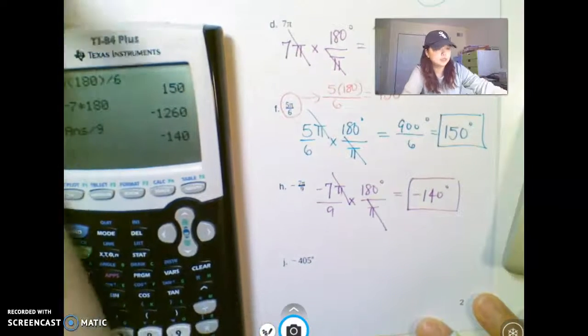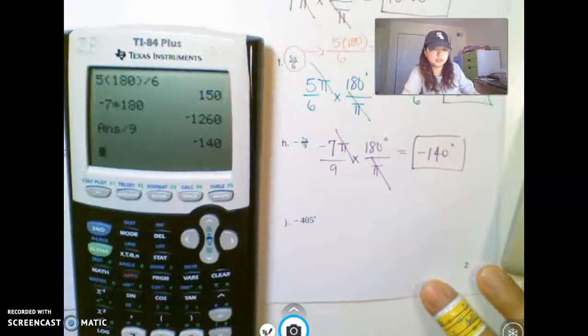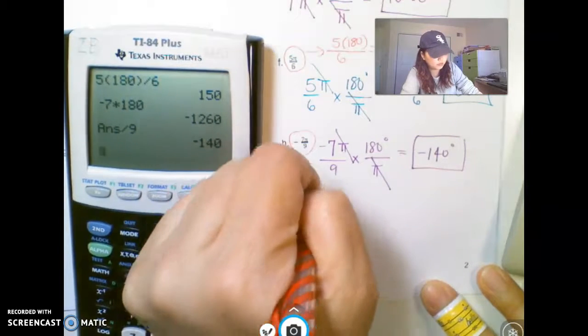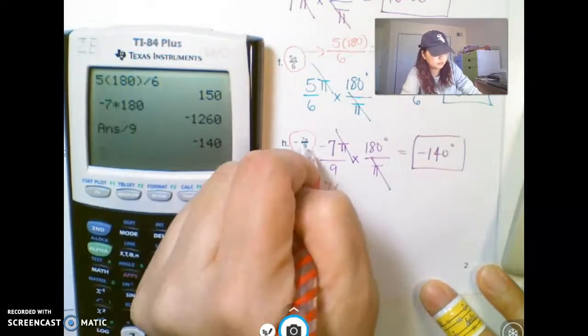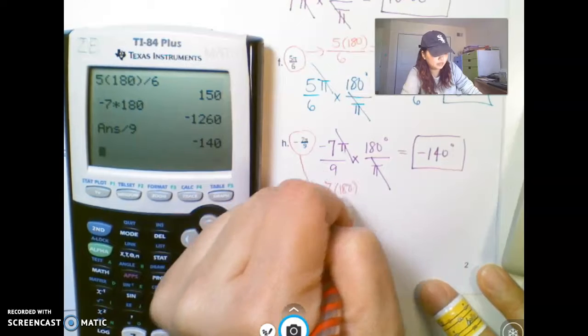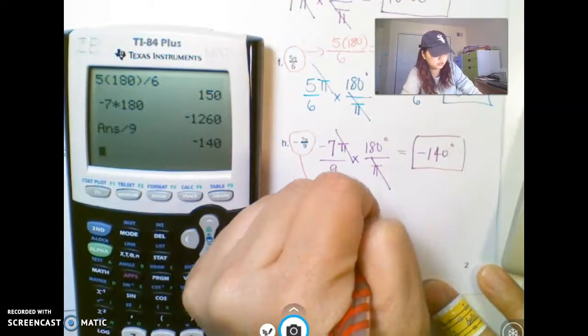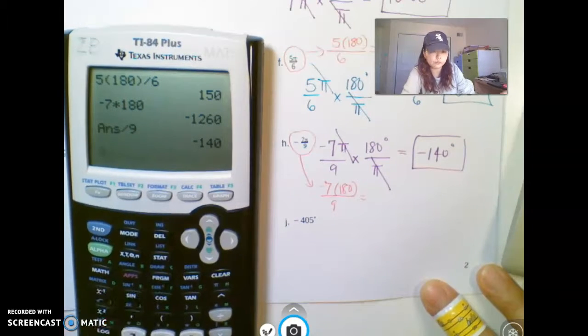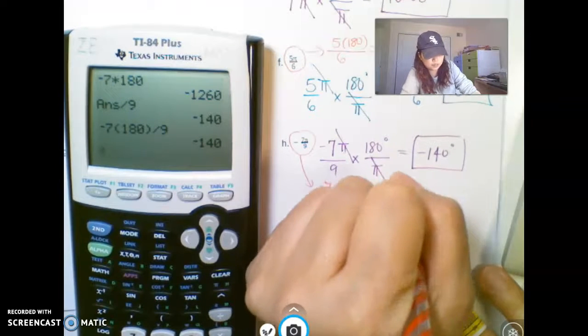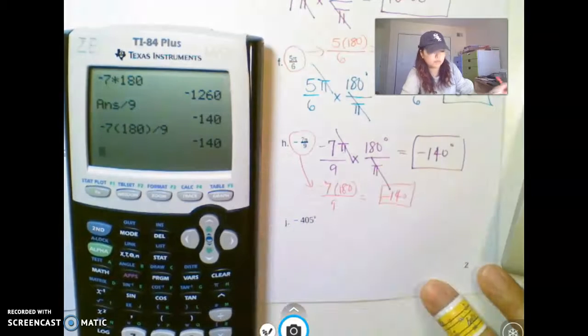All right. And then if you want me to show you the other way of doing it, the other way of doing it is this. Negative 7, replace the pi with 180, and then just put this in the calculator exactly the way it is. Negative 7, 180, divided by 9. See? Same thing. So that's the second way.